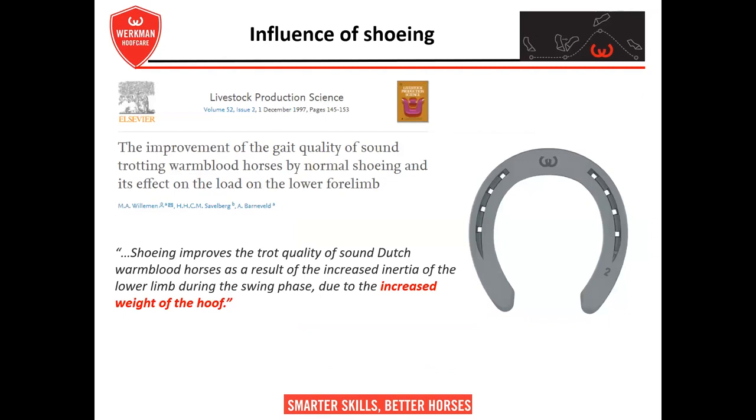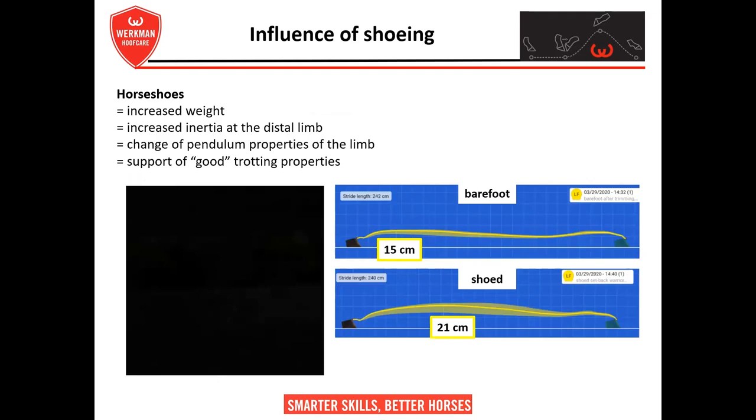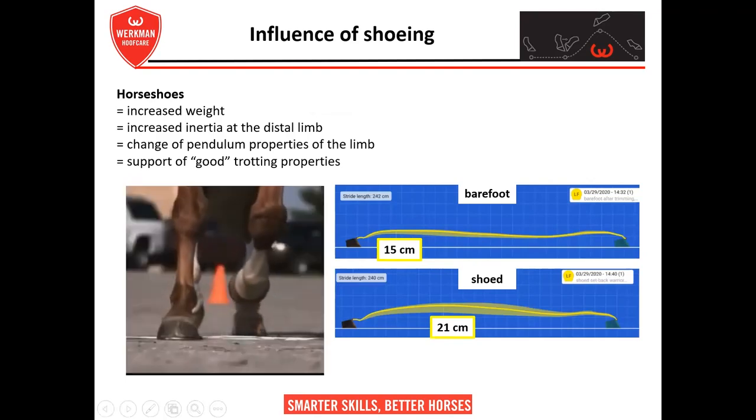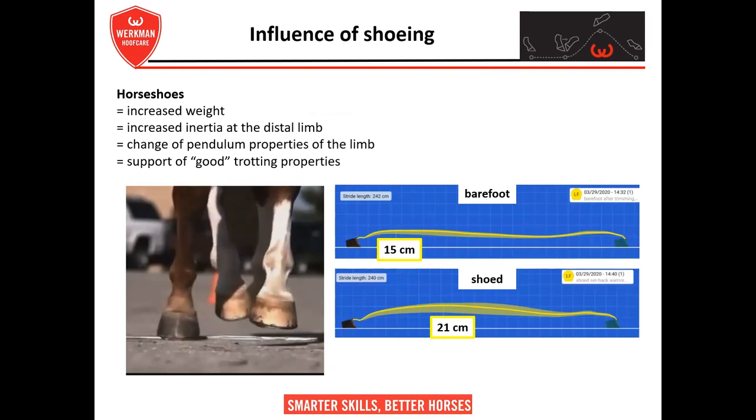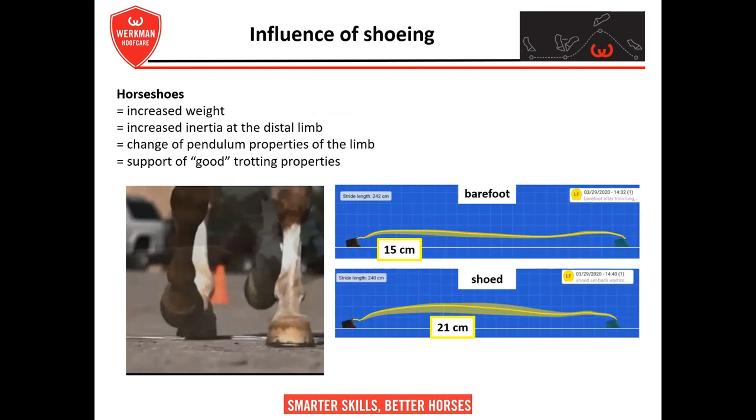There was also a good study from a Dutch research group, where they shod horses and concluded that if you shoe horses, you increase the weight of the hoof, so we change the pendulum properties of the limb. They said this improves the trot quality, because the parameters we stated in the beginning with the Swedish research group can definitely be changed in such a way that horses are judged better if they were shod. So we have an increased weight from horseshoes, which increases the inertia at the distal limb. We change the pendulum properties of the limb, and these horses are usually judged as good if they are trotted in a competition, for example.